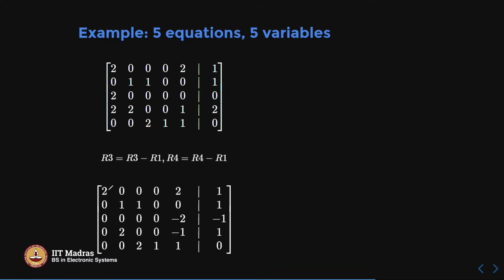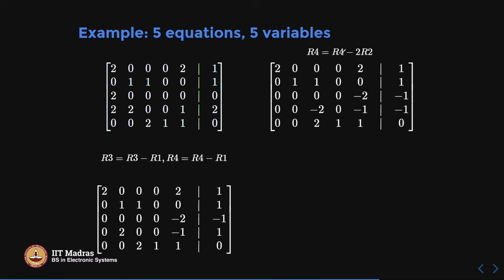So I finished 1,1. Then I go to the next stage, the 2,2 location. Here I already have a non-zero pivot, so no swapping is needed. Below that, everything has to become 0, so I have to make the fourth row 0 here. I do R4 is R4 minus 2R2. Once the first row is done, I'm not going to deal with that again.